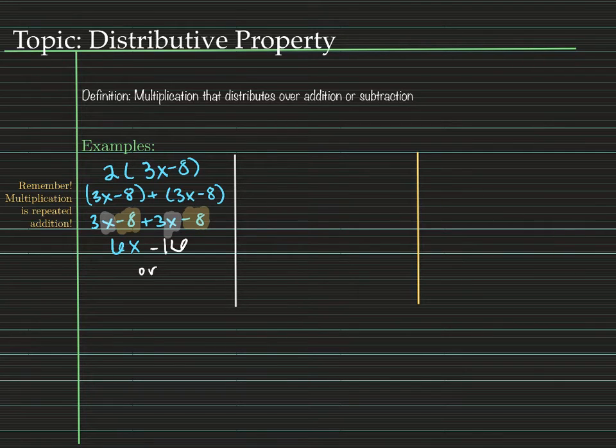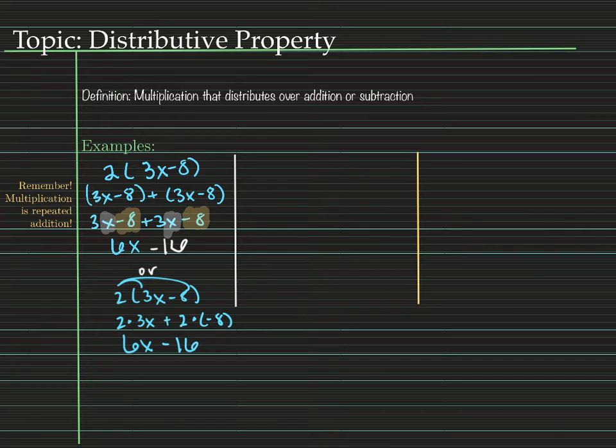Okay, so that's one way of solving this, but if we use the distributive property, what we can do instead, taking our original problem, is just take that 2 and distribute it over the subtraction sign. So I'm going to take 2 times 3x, and then I'm going to add 2 times my negative 8. I'm going to put my negative sign in parentheses. 2 times 3x gives me 6x, and 2 times negative 8 gives me negative 16. So either way, I end up with the correct answer, but by using distribution, I can get there quicker.